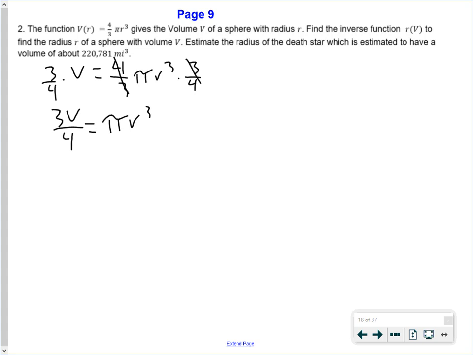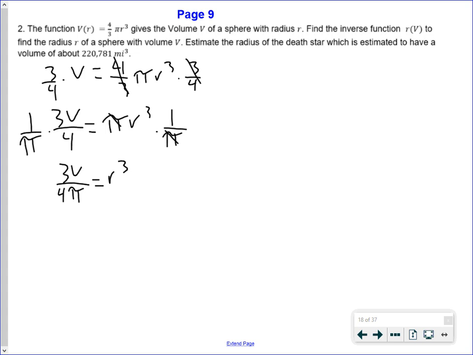Next, what I need to do is get rid of that pi. To get rid of that pi, I'm going to have to divide by pi, but dividing by pi is the same thing as multiplying by 1 over pi, and the only reason I'm doing that is because it makes solving on the left side a little easier. I don't want to divide 3V over 4 by pi. I'd rather multiply by 1 over pi. It's the exact same thing. It just gives you a little less work and makes it look a little nicer. So these pi's cancel out, and I'm left with 3V over 4 pi equals r cubed.